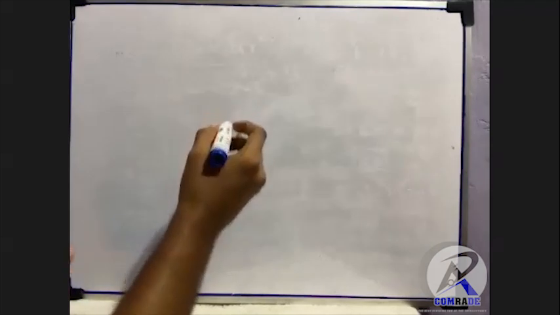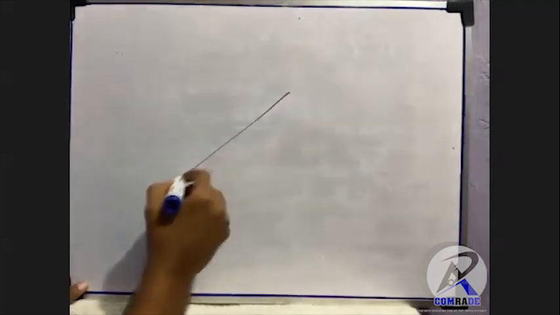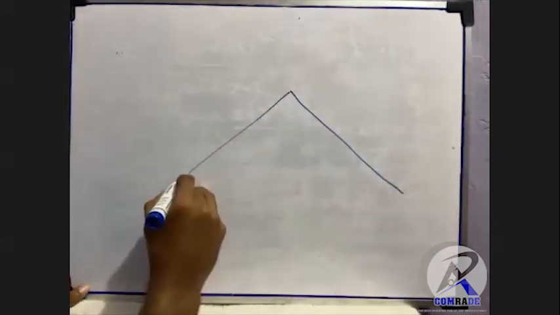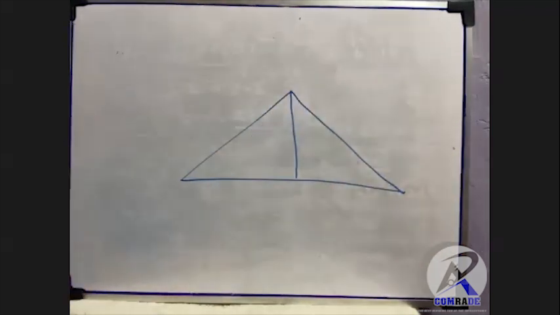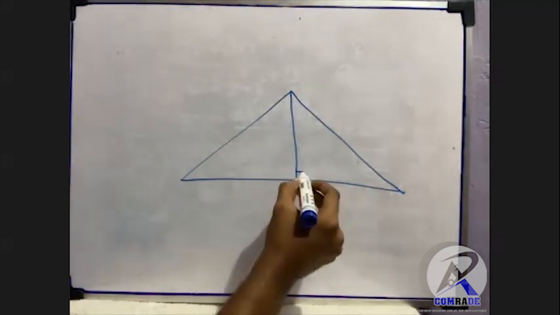Question 25. Using the information given in the figure and the fact that sine 30 equals half, find the value of x, and find the value of tan theta. So this is the diagram. See this properly. I think you didn't do this in school yet. So just listen carefully, and I'll tell you.